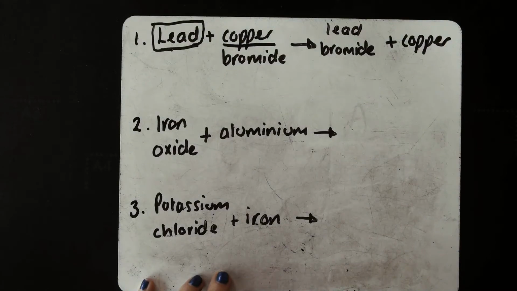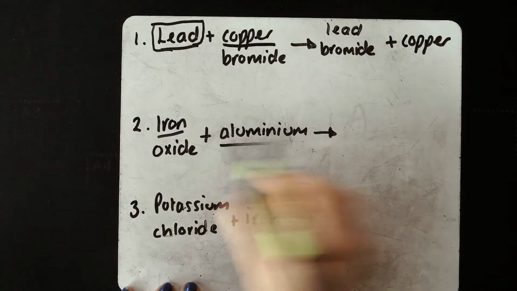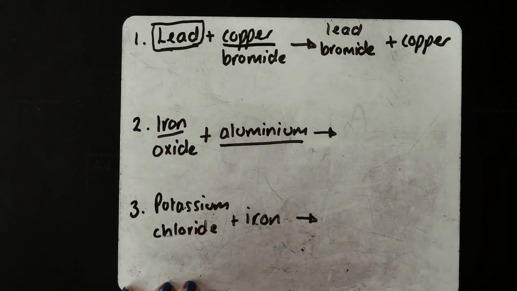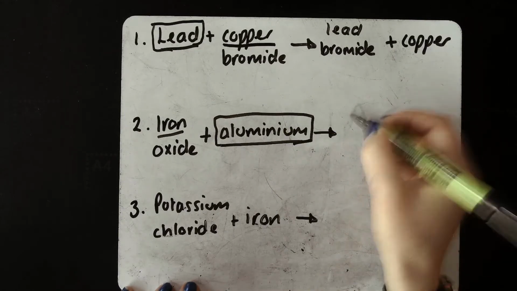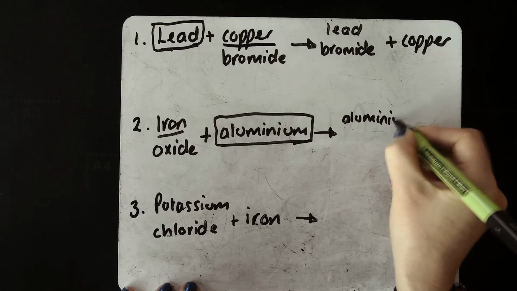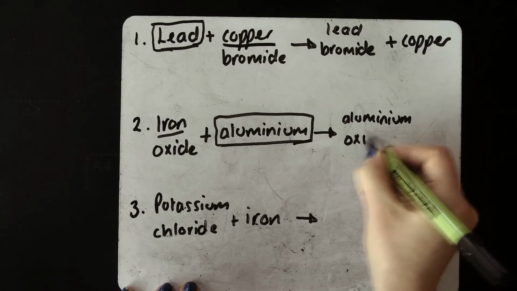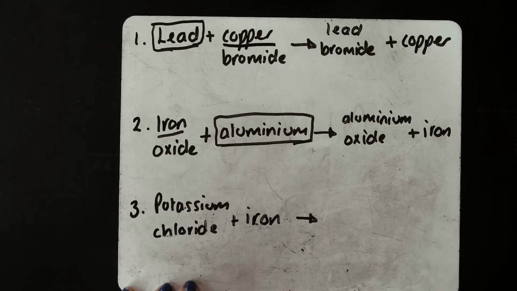Question 2. Identify the metals, iron and aluminium. Check the reactivity series to see which one is more reactive. Aluminium is more reactive, so now I know it is going to form aluminium oxide because the iron will be displaced.